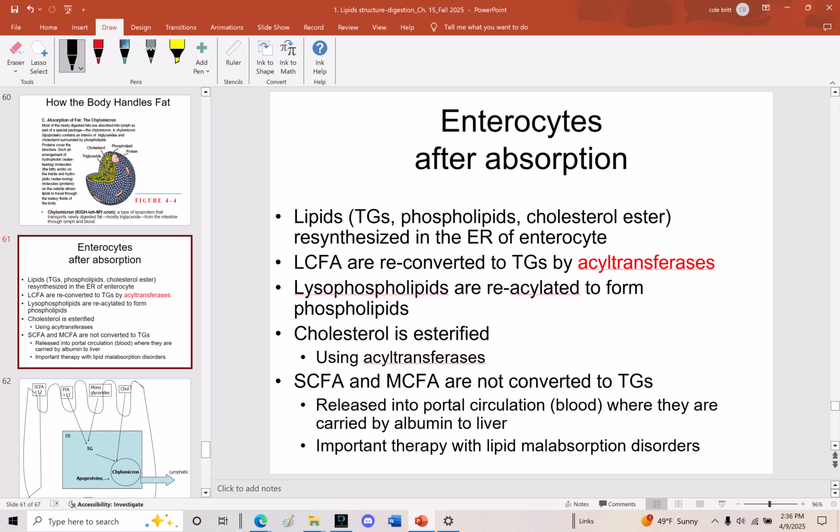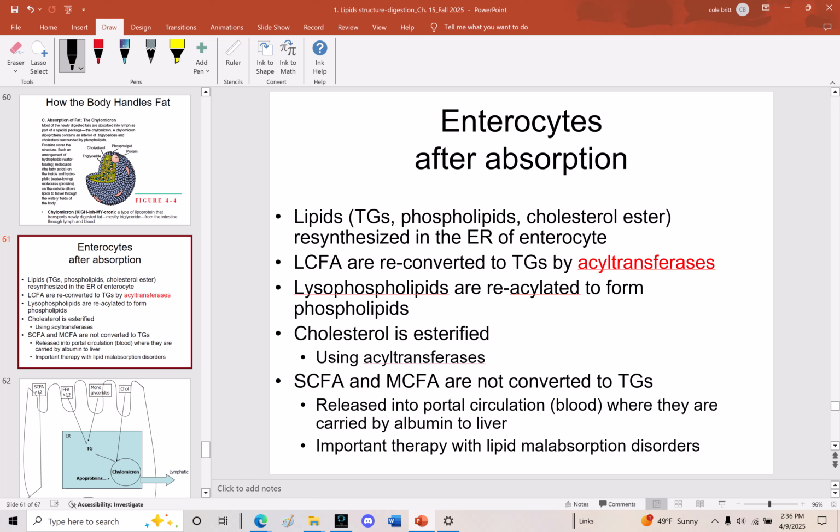So as soon as they're absorbed, you have to remake the triglycerides, remake the phospholipids, and remake the cholesterol esters. So all that work your body did digesting them to absorb them in the intestinal cell, you just remake them. Then you're going to incorporate them into chylomicrons, and those chylomicrons will be put into the lymphatic system. And that is going to be in another slide, but I want to say this right here is important first. I need to mention this.